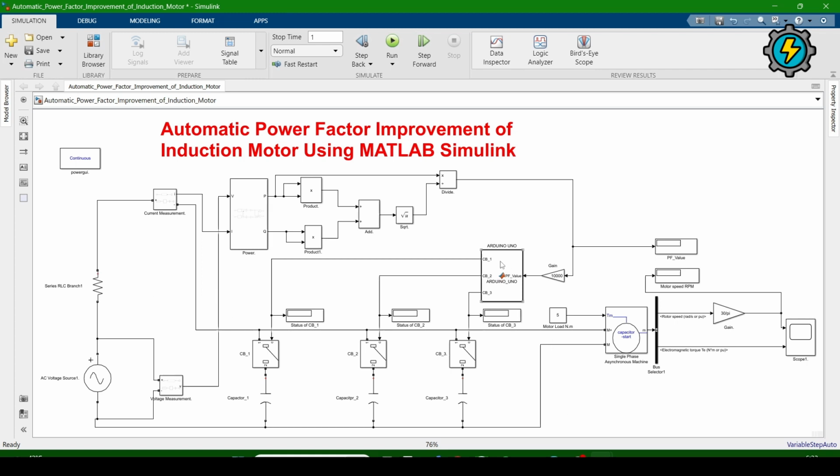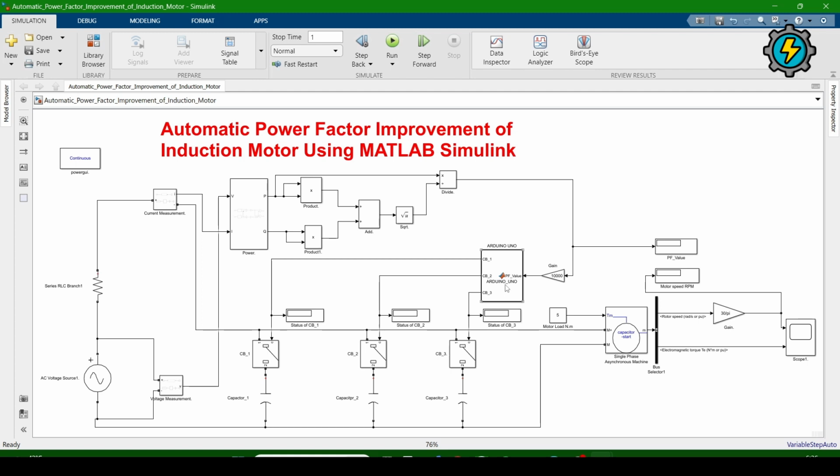Now we will understand the program of this project, which makes the automation in this simulation of the power factor improvement. After that, we will see how the power factor is improved. So now we will understand what program we write in this Arduino function block.